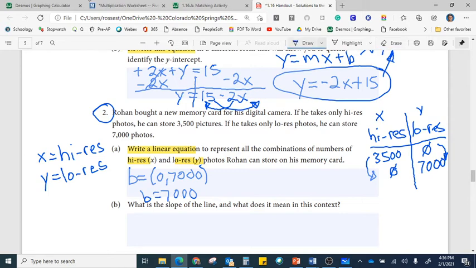Okay, so I know from studying these that the slope is the change in the y values over the change in the x values. All right, so that's why I drew these lines right here. So the low resolution is what we're going to call the y values, and the high resolution is what we're going to call the x values. So if I go from 3,500 down to 0, that's subtracting 3,500, right? So the x value on the bottom here is going to be minus 3,500. And if I go from 0 to 7,000, this y value is going to be plus 7,000. Right? I've added 7,000 to 0.